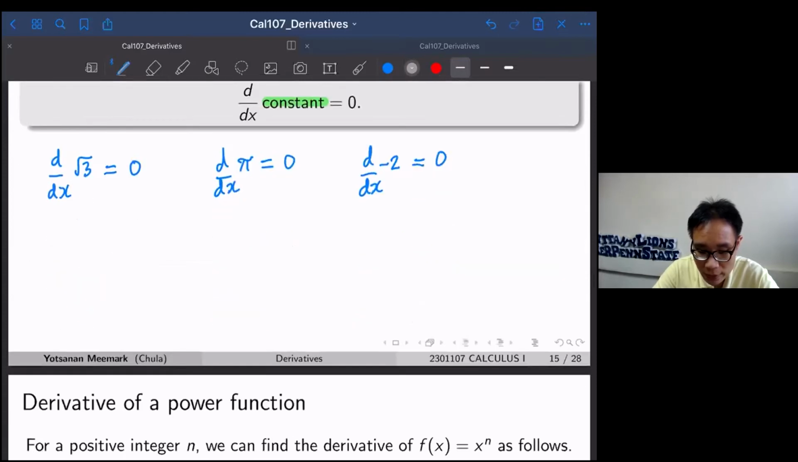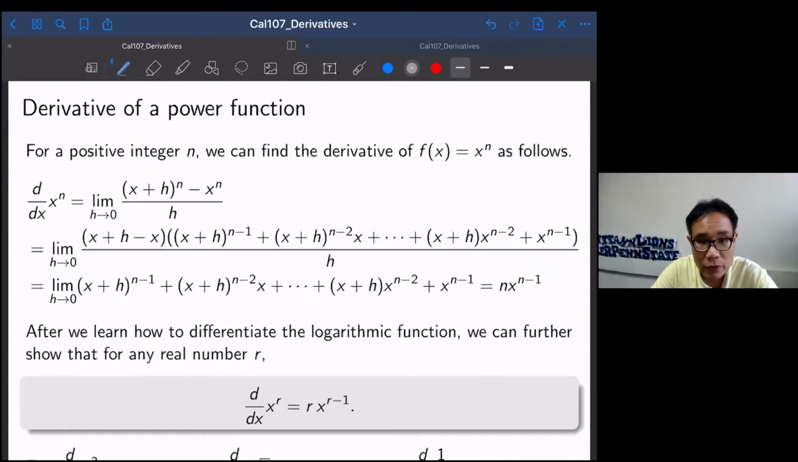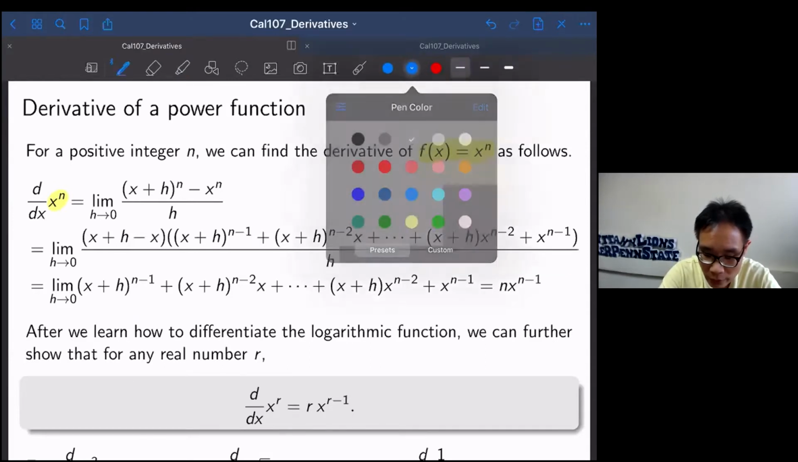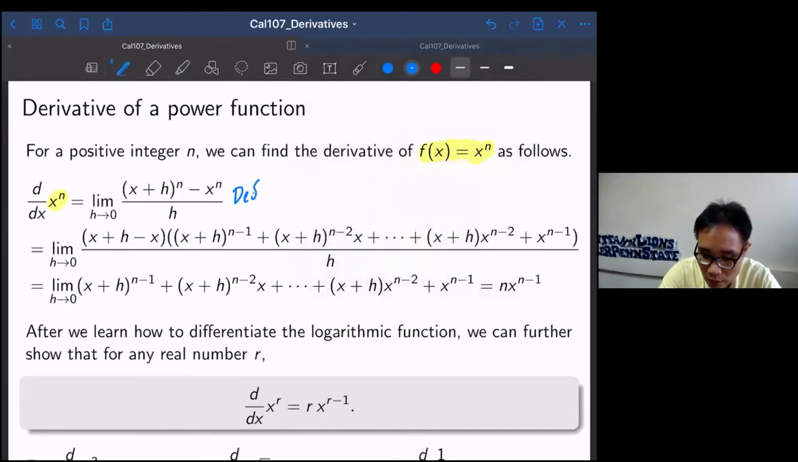The next one is about the derivative of a power function. When you have f(x) equal to x to the n and you'd like to find the derivative of x to the n, you want to differentiate x to the n. So you just use the definition, the limit definition.